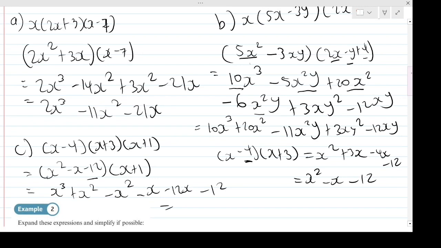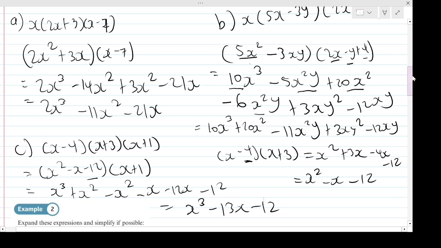Then this will go to where we have only one x cubed term, so that'll just remain x cubed. But then we have x squared minus x squared, but they cancel actually. So we got no x squared terms in the end. So then the next part would be minus x, and then we have minus 12x will go to minus 13x, and then we have minus 12. Cool.